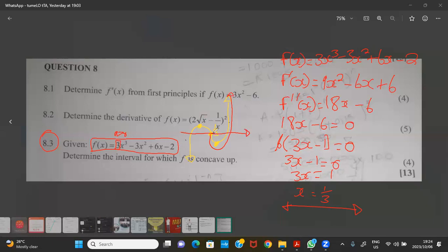In terms of my x values, when I go to the right, I'm going to end up at positive infinity. My values are all greater than 1/3. Are we agreeing with that? They are greater than 1/3. So my answer will just be x is greater than 1/3.